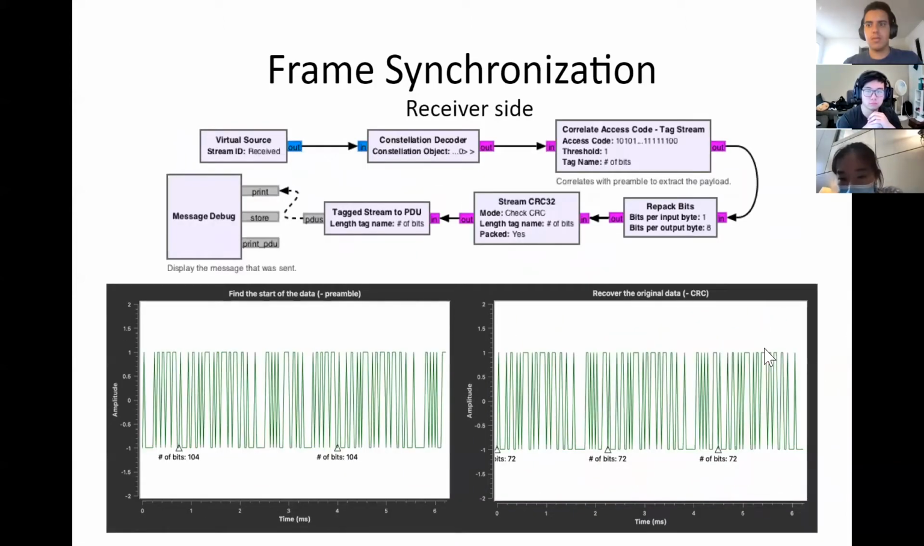At the receiver side, we use the constellation decoder to get the stream of bits back. Then we correlate the stream with the known preamble sequence to extract the payload. In this correlate access code block, thresholds can be adjusted to allow errors caused by noise in transmission. Finally, we check the CRC32 to detect any errors in the payload. The 9 bytes of data is recovered and shows in the red graph.